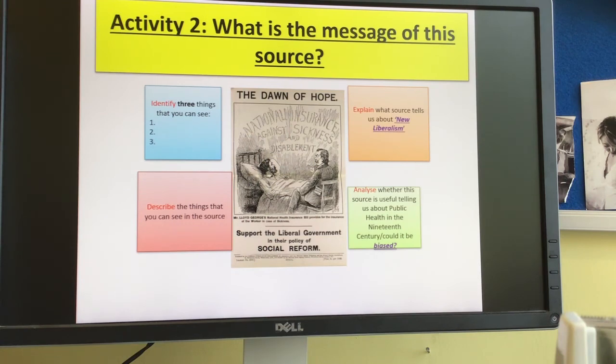Okay. This is a difficult source about liberal reforms, but I just wanted you to have a go at identifying 3 things you can see in the picture and then see if you can, in a bullet point, just answer the blue, red, orange and green box. Okay, this idea of new liberalism is new support for the poor. So interesting, and new ideas to support the poor. So have a go at that. Press pause and have a go at it yourself.